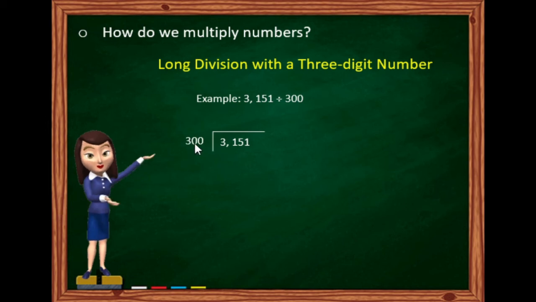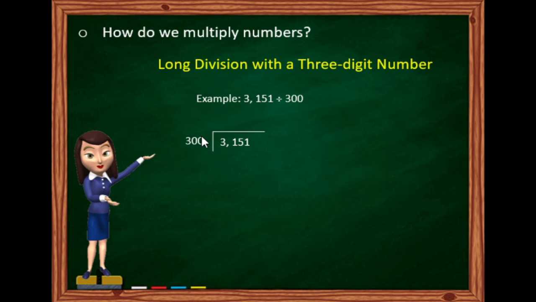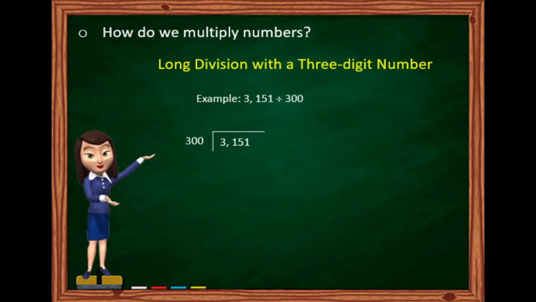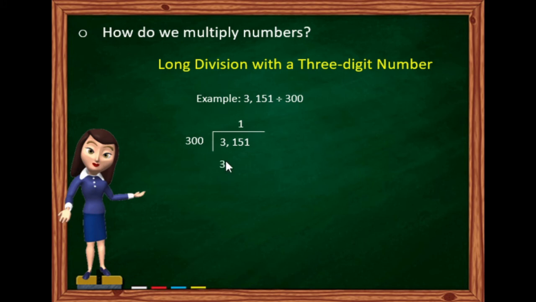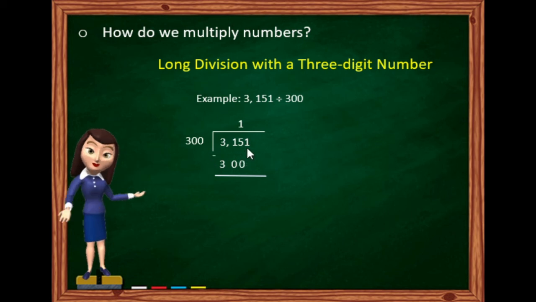3 and 300 cannot be. Move on to the next. 31 divided by 300 cannot be. So move on to the other number. 315 divided by 300. Can we divide it already? Yes, we can. So what is the answer? We have 1. 1 times 300 equals 300.